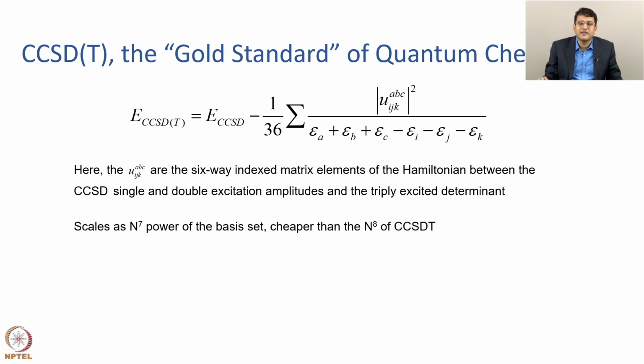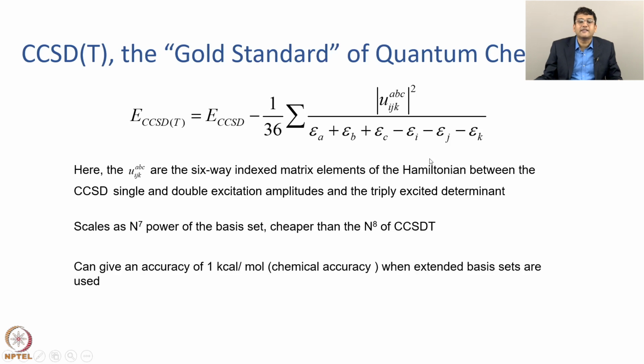That is why CCSD(T) gives an economic compromise between coupled cluster singles doubles and coupled cluster singles doubles triples. And this can give you an accuracy up to 1 kilocalorie per mole, which is considered the chemical accuracy, of course, when extended basis sets are used. Like any other correlation method, coupled cluster is also very sensitive to the basis set, and you need to use a very large basis set to get an accurate answer.